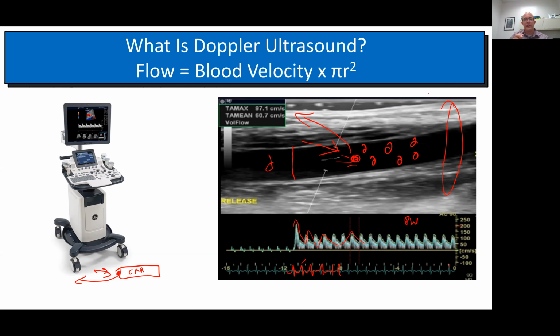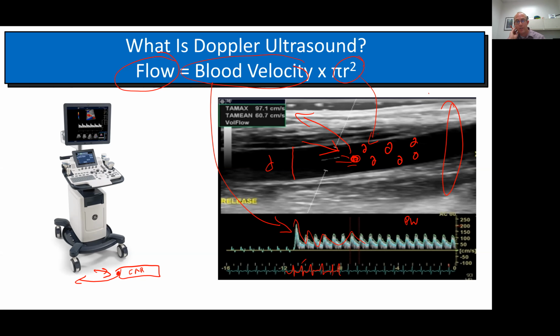Now this is important because we calculate blood flow by measuring blood velocity. So that's going to be this chunk down here on the ultrasound, the pulse wave, multiplied by the radius to the second power, pi r squared, right? And we get the radius from the image. So with this, we can measure blood flow. Any artery you want, you can measure how much blood is flowing through there.